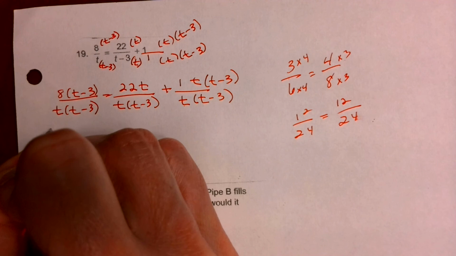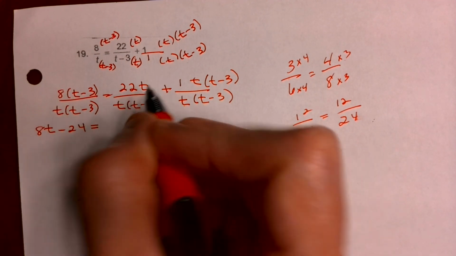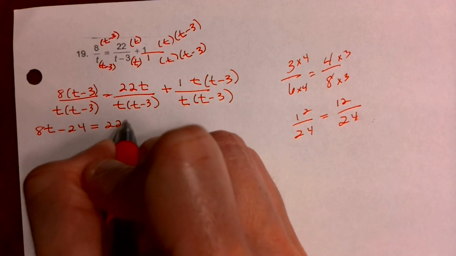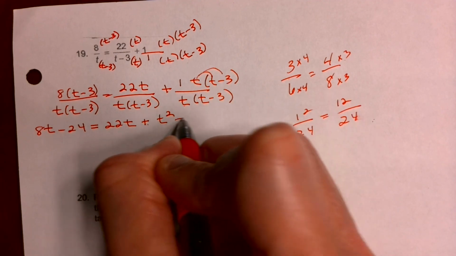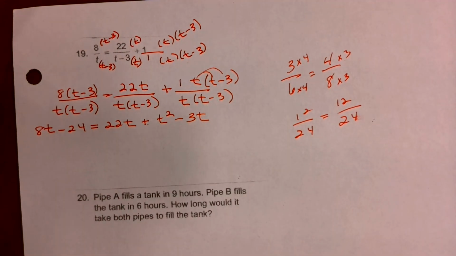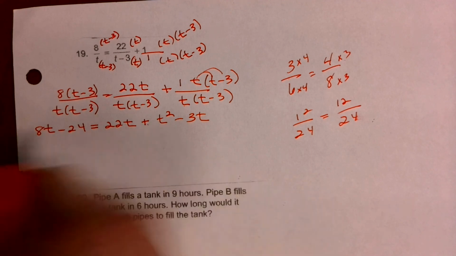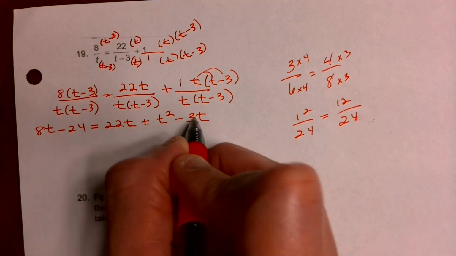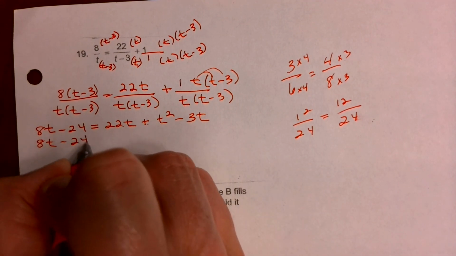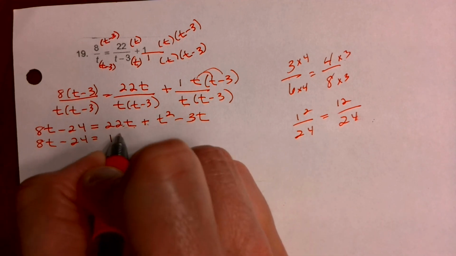Got to factor these, or multiply these out, so I get 8t minus 24 equals 22t plus, I got to multiply these, t squared minus 3t. So basically now we got to just kind of get everything all onto the same side. I see there's only one t squared, and it's here and it's positive, so I'm going to leave it there, and I'm going to move everything else over. Well, actually, first I'm going to combine like terms here. Let's do that first so we don't get too confused. Because we have a 22t and a minus 3t on the same side of the equal sign, so I can put those together.